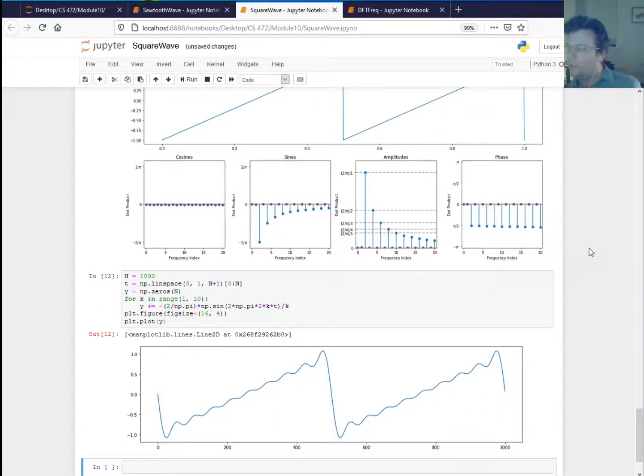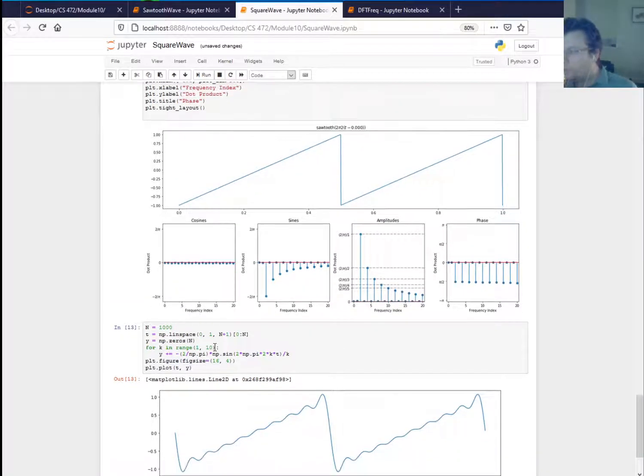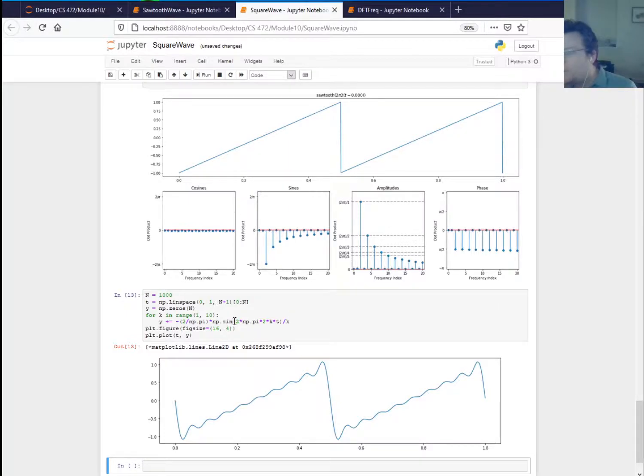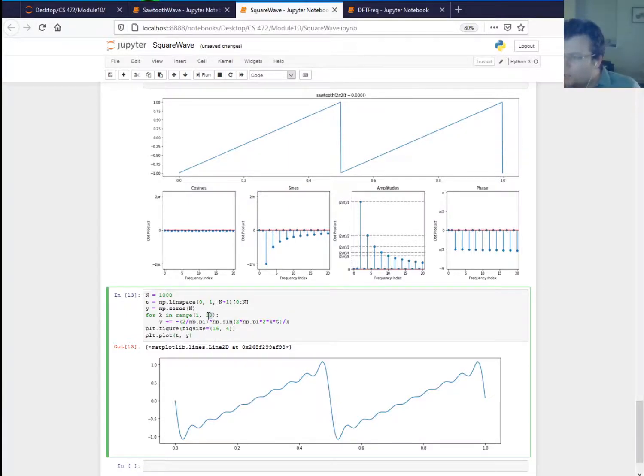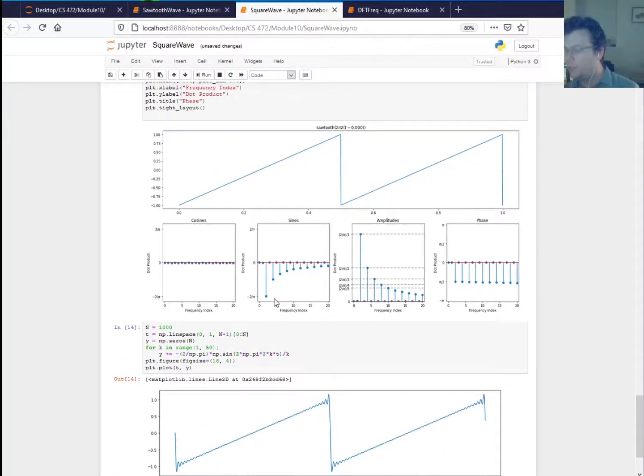Okay, so this is looking a little bit like that. We see we got the right shape here just by following what we saw in the discrete Fourier transform. So just trying to match these up. And again, the more harmonics I use, the closer I get to that shape.